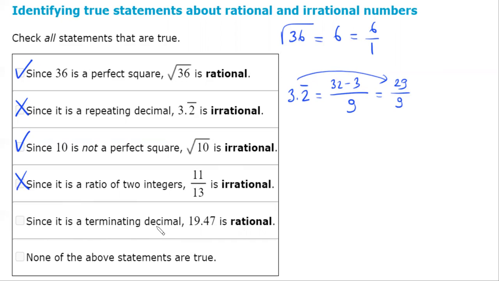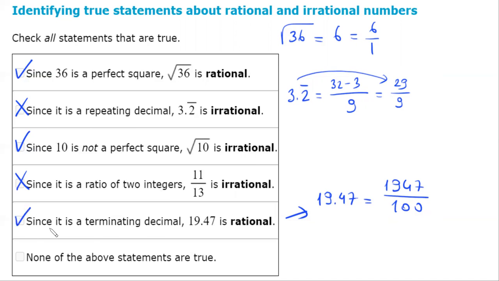Since it is a terminating decimal, 19.47 is rational. Okay, again, all terminating decimals are rational numbers, and all repeating decimals are also rational numbers. Because here I can write 19.47 as 1947 divided by 100. So I can write this as a fraction. That means this is a rational number. Okay, 19.47 is a rational number.